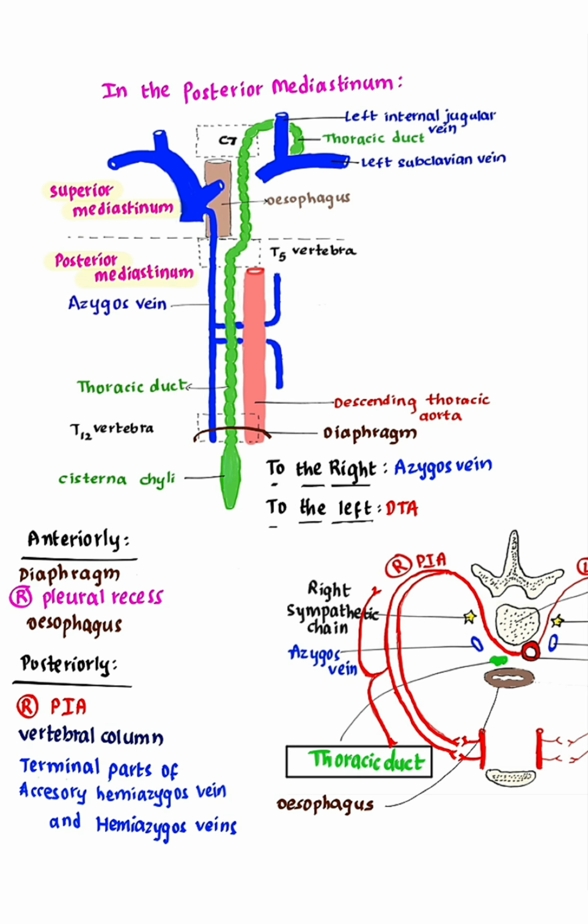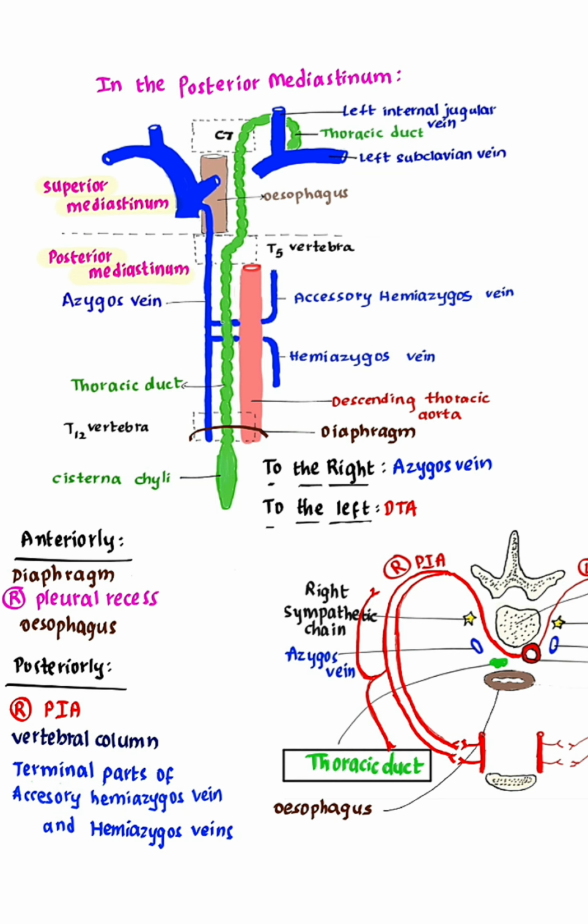Posteriorly, see this is thoracic duct. Posteriorly we have right posterior intercostal artery, and behind that we have vertebral column. You can also see terminal part of hemiazygos vein and terminal part of accessory hemiazygos vein. Posterior mediastinum: to the right azygos vein, to the left descending thoracic aorta. Anteriorly diaphragm, esophagus, right pleural recess. Posteriorly, terminal part of accessory hemiazygos vein, terminal part of hemiazygos vein, right posterior intercostal artery, vertebral column.